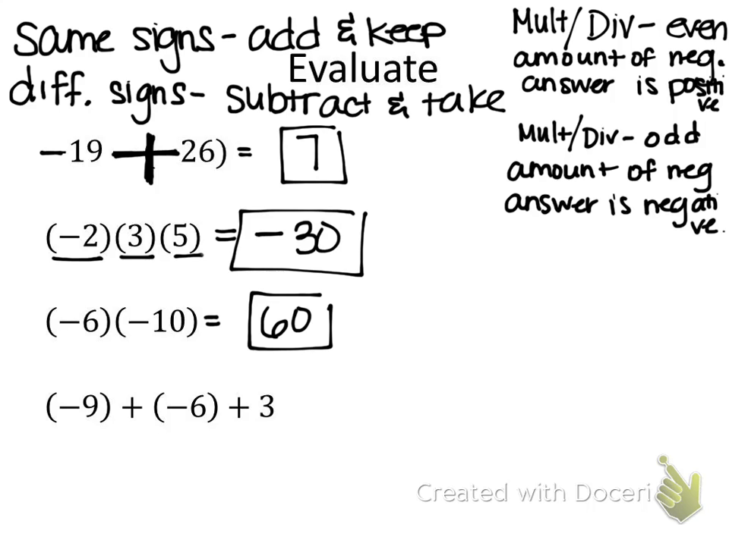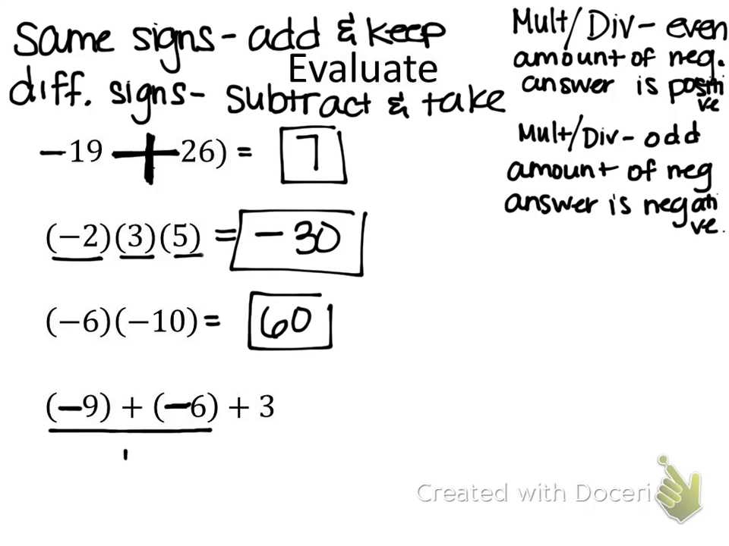Now let's look at this next problem here. I've got 3 different numbers. Let's work with the first 2. Am I adding, subtracting, multiplying, or dividing? Adding. Okay. Let's look at these numbers. Do I have the same signs or do I have different signs? Same. Look, negative 9 and negative 6. Those are the same signs. They're both negative. So I want to add the numbers together.